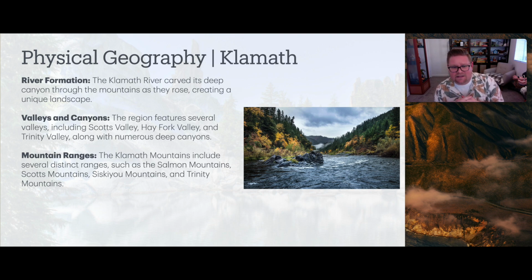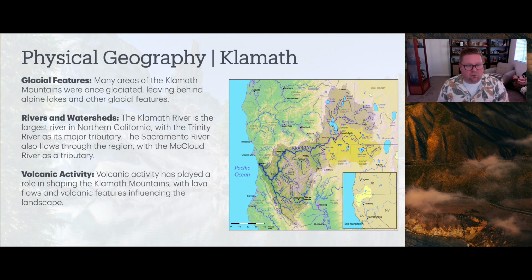The valleys and canyons. The region features several valleys, including Scotts Valley, Hay Fork, and Trinity Valley, along with many very deep and steep canyons. Again, the mountain ranges include several distinct ranges within them, such as the Salmon Mountains, the Scott Mountains, the Siskiyou, and Trinity. So it's multifaceted. You've got this Klamath region with the Klamath Mountains and some of these other elements that blend within it, so it's very topographically profiled.